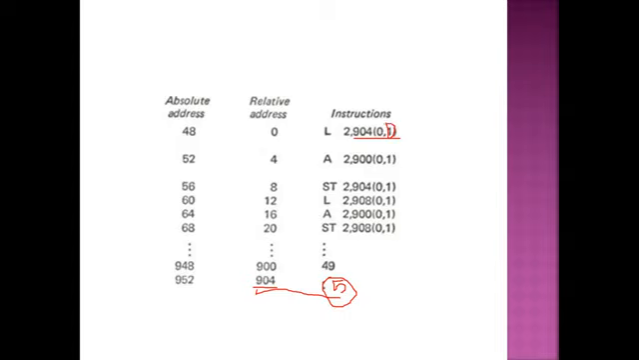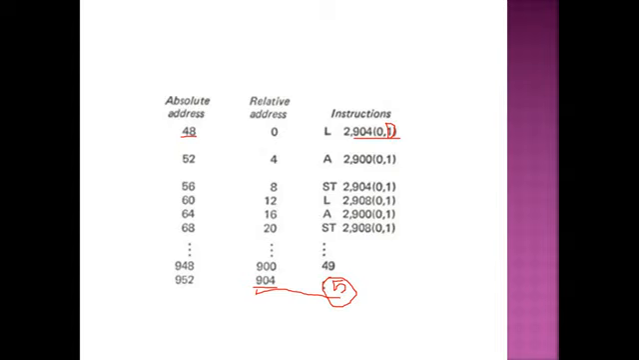Here we are going to use register 1 as the base register. Out of the 16 registers, register 1 is going to be used as your base register. The first and foremost thing, you should know what the base register is and what value is stored in it. This is the base register, register 1, and the value stored in it is 48. That is where you are going to load your program, that is your main memory.